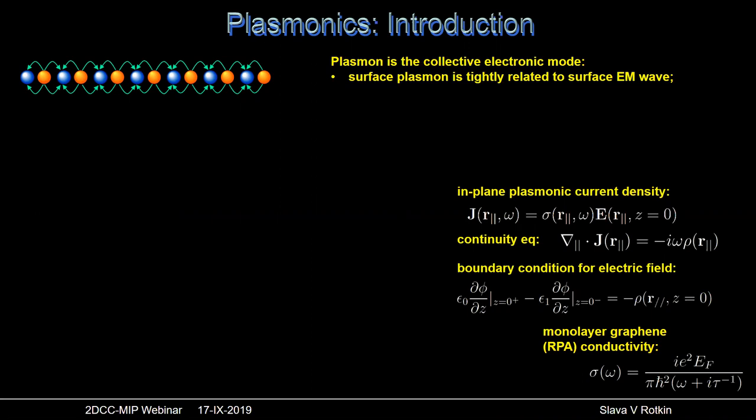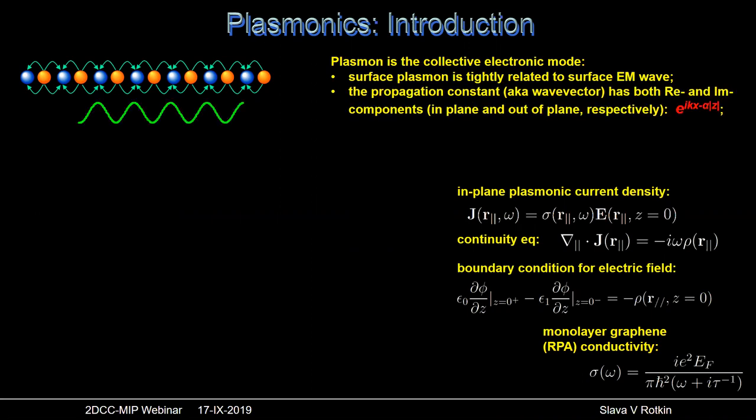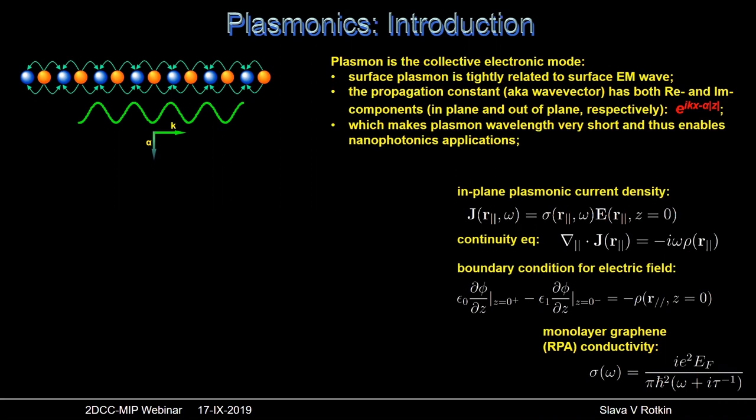And because of that, you can get very quickly the so-called propagation constant or wave vector connected to the frequency of the plasmon. And the propagation wave vector of the surface plasmon has two components, one component in plane, which is a real component, and another component out of plane, which is imaginary. As a result, the electromagnetic field decays in the air or vacuum from the surface of the 2D material.